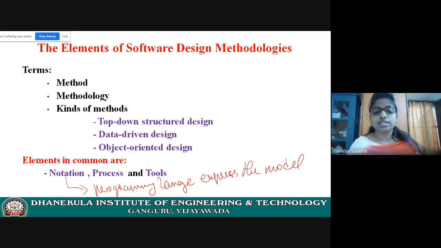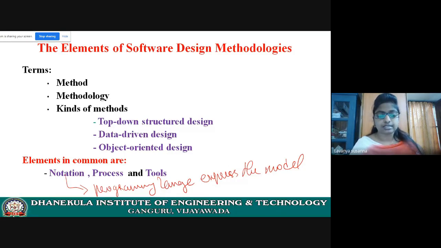I request all the students to note down all these things. See, I'm writing on the PPT; along with me, please note down all these things. Notation represents a programming language to express the model. If you want to express the model, you need to implement it using programming languages only. So notation is nothing but the programming language used to express the model.